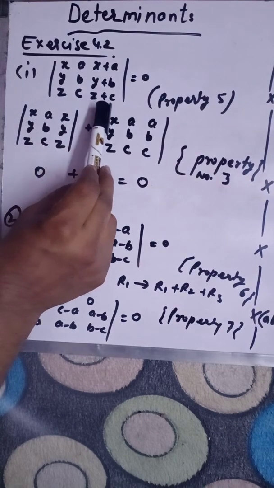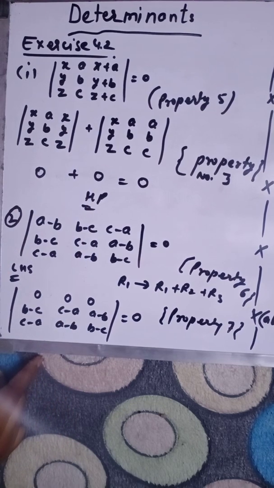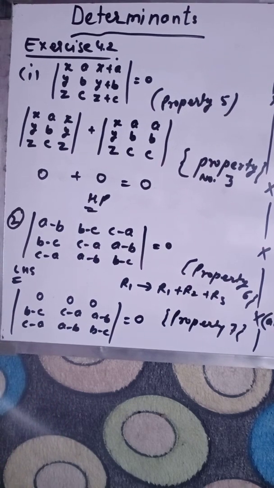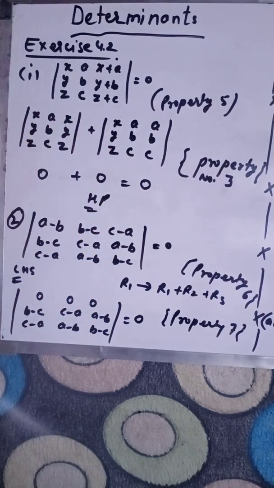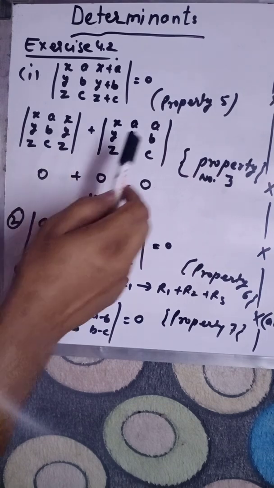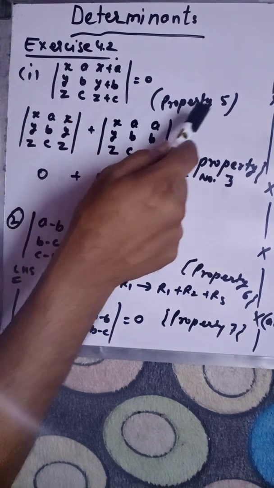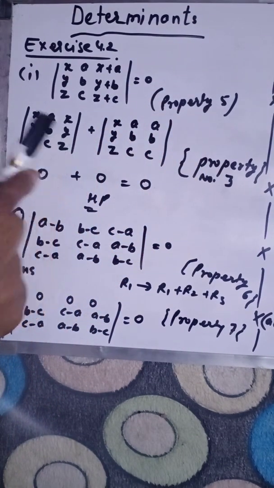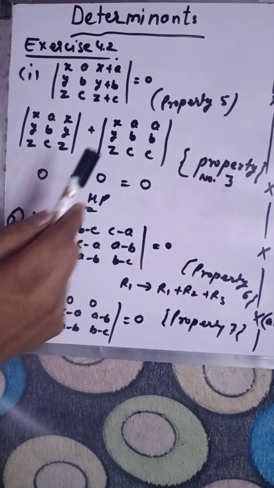So here is a question. We have to prove that this determinant is equal to 0 using properties. We can't expand it, we have to use properties only. As we know, if something is being added in one column or one row, that is property number 5. If you have knowledge of property number 5, then you can apply it directly. If not, see my previous video related to properties, then you will understand this concept.